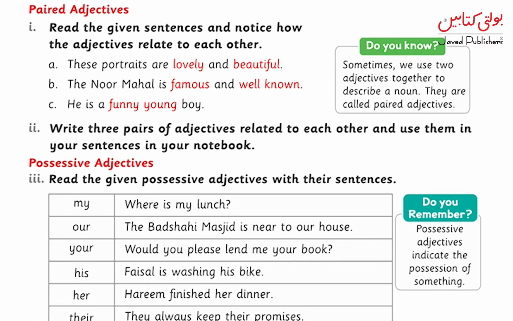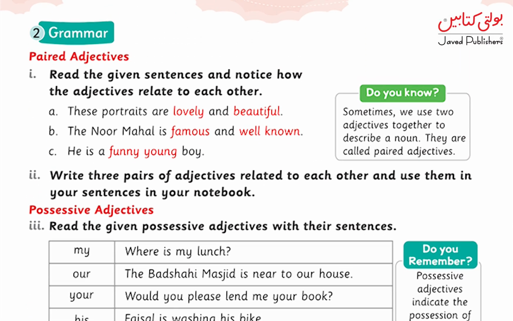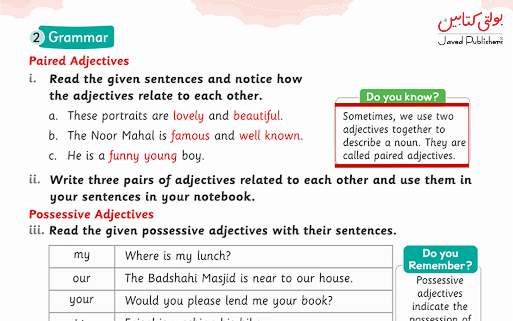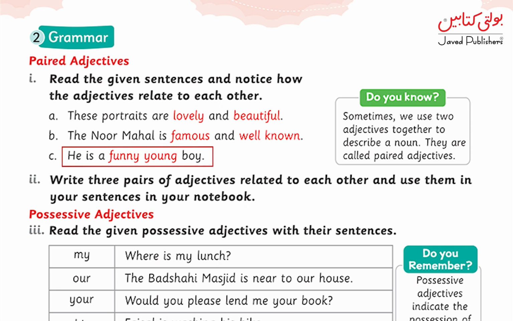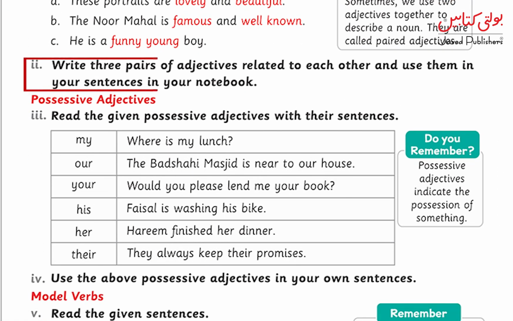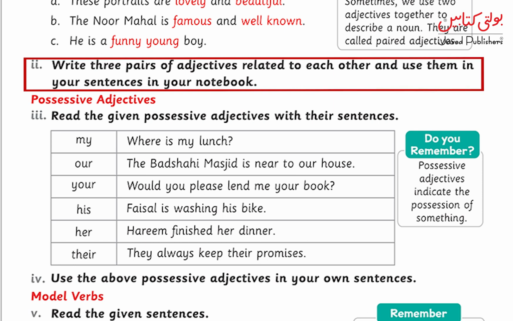The first topic of the grammar section today is paired adjectives. Adjectives describe a noun, and when we use two adjectives together, it's called paired adjectives. For example, lovely and beautiful, famous and well-known, funny young boy. Now in all these examples we have used two adjectives together, so they are paired adjectives. Now we have to write three pairs of adjectives, so let's write them out.